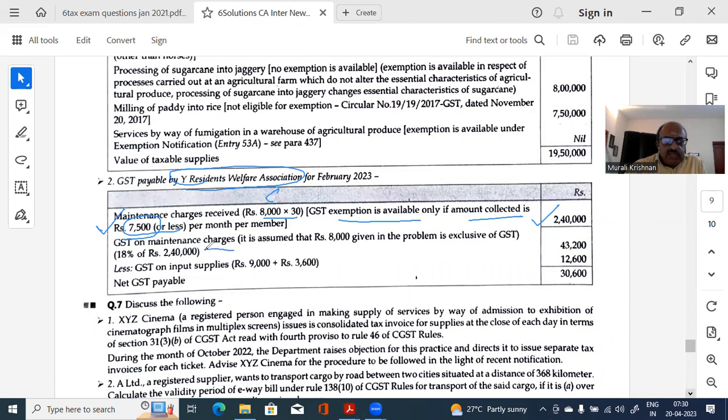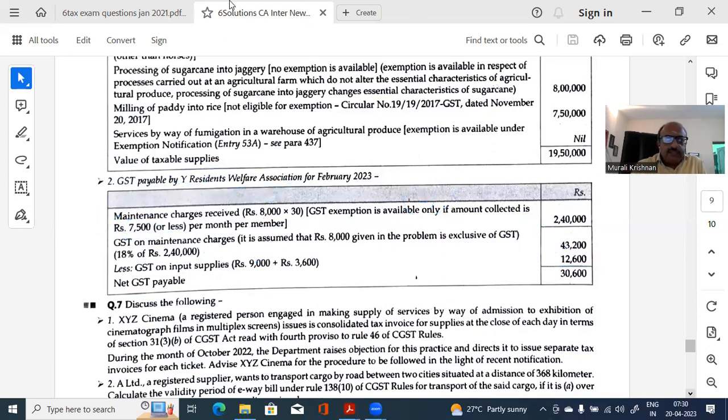GST on maintenance charges is how much? 18% on 2,40,000. It's assumed that the 8,000 given in the problem is exclusive. Therefore, output liability is 43,000. This is output. Input is how much? 9,000 for the capital goods, 3,600 for the services. So total this thing, this is the net liability to be paid. Finished. Problem solved. 6 marks. 4 marks you got easily.